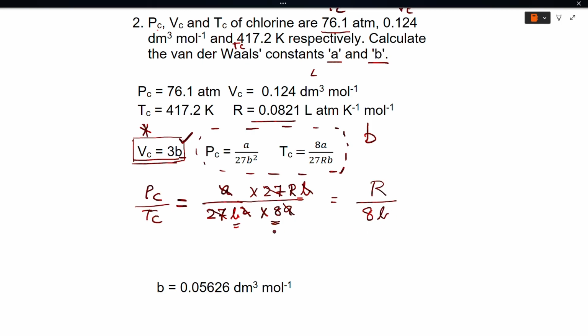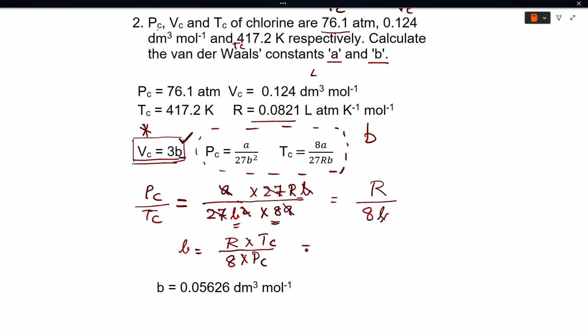So, B I will take to this side, which goes to the numerator. So, B is equal to, when B is taken, the remaining is R by 8 on the left hand side, and from the left hand side I am going to take PC and TC to the other side. PC being in the numerator goes to the denominator, and TC being in the denominator goes to the numerator.